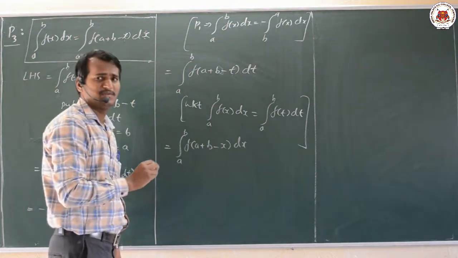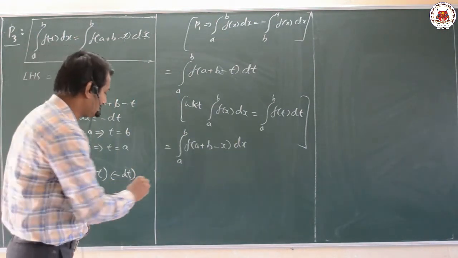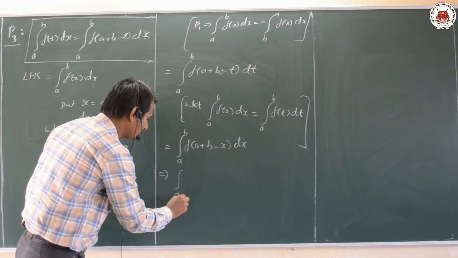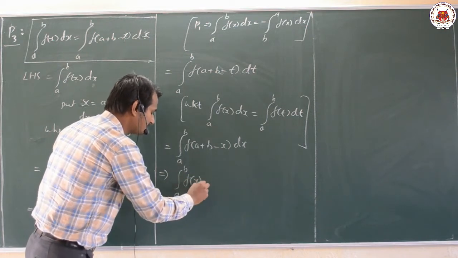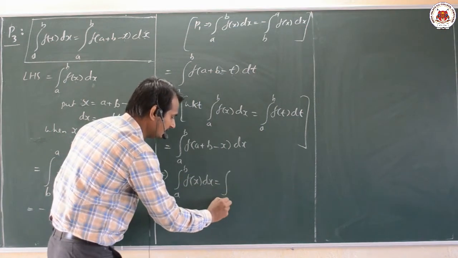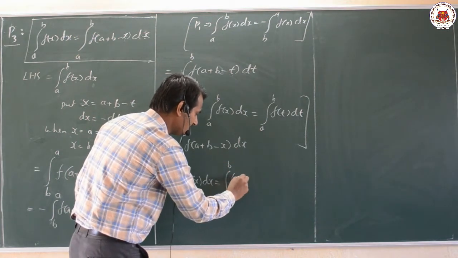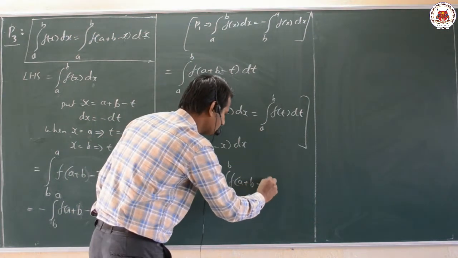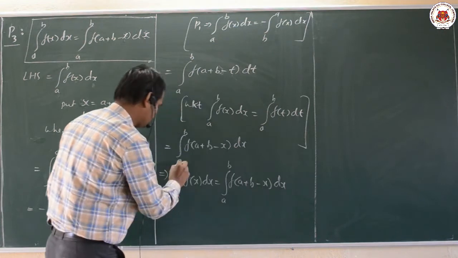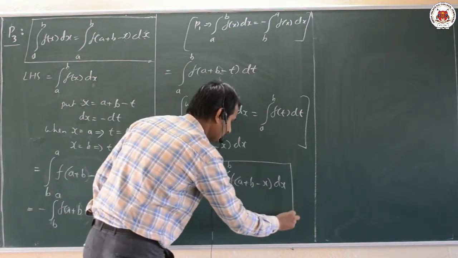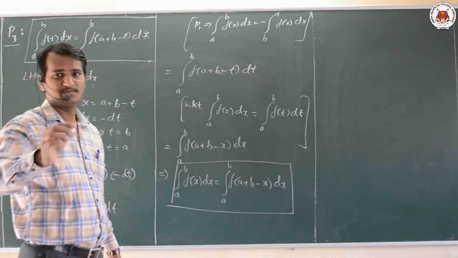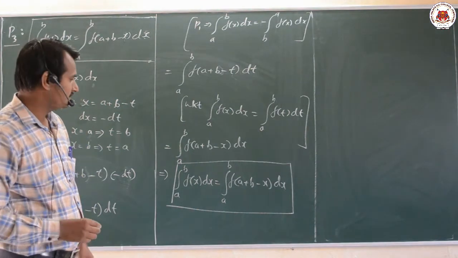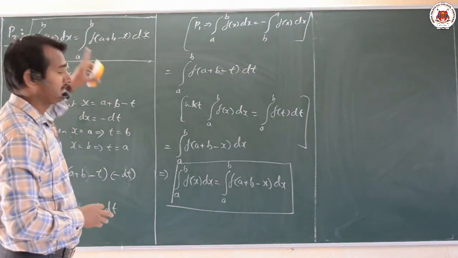Very simple thing here. That implies that the integral from a to b of f(x) dx equals the integral from a to b of f(a + b - x) dx. That is nothing but our required result. Very, very simple. Okay, dear students, this is all about the P3 property.